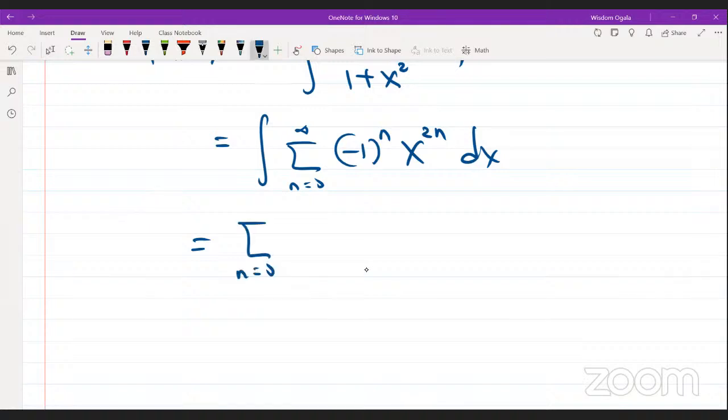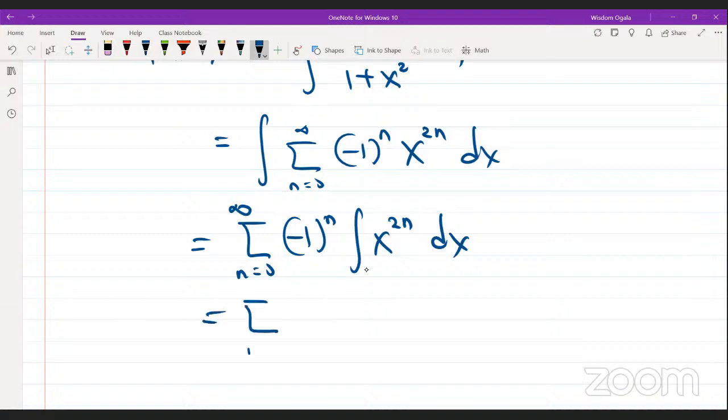It's okay to bring out my sum, negative 1 to the power of n. Now you're integrating x, not negative 1. So that's why I bring out negative 1. Makes sense. So this guy is the sum from n equals 1 to infinity, negative 1 to the power of n. Now, if you integrate this guy, what do you get? You get x to the 2n plus 1 over 2n plus 1.